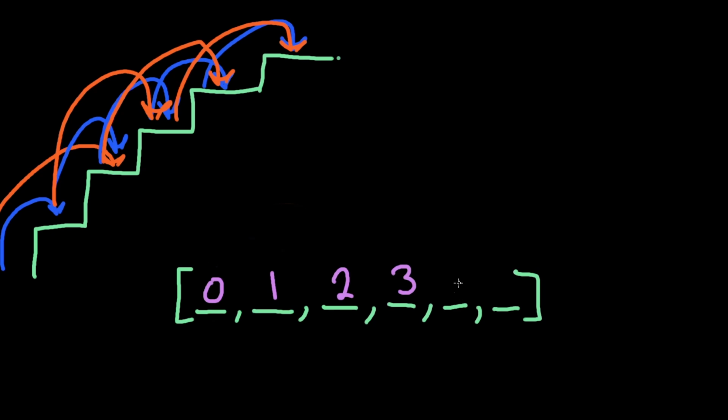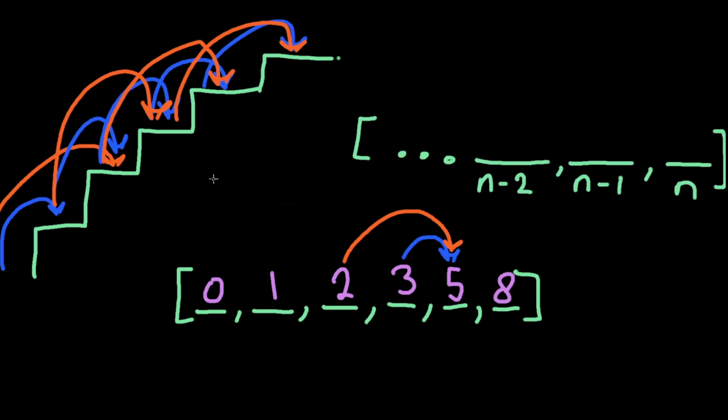Let's do our 4th step now. We can either do this 1 blue step or we can do this orange 2 step. Because we have 3 ways of getting here and 2 ways of getting here, there are going to be 5 ways of getting here. And then finally, at our last position, using the same logic, either the 1 step or 2 step, we're just going to get an 8 here.